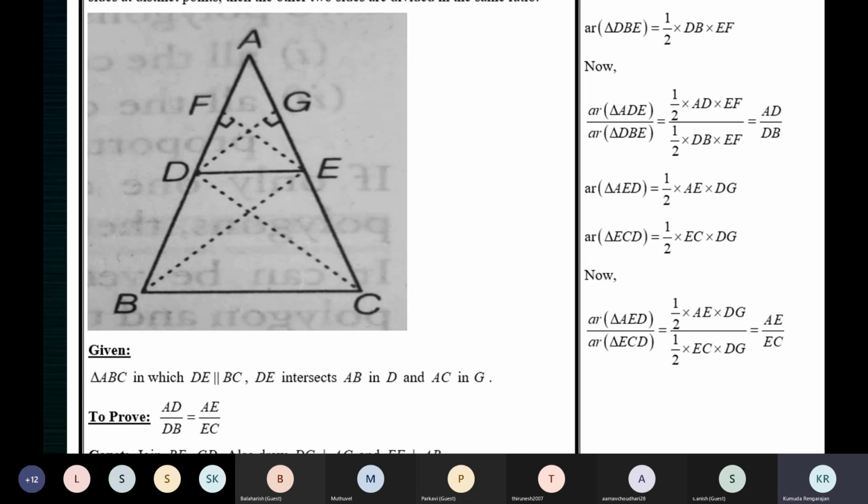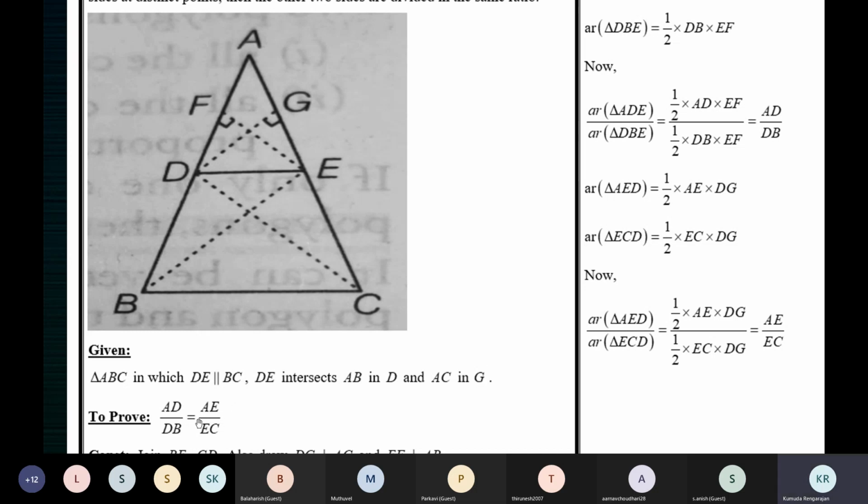All right, children. So let's see the proof. We are given a triangle ABC in which DE is parallel to BC. This is given to you. And you can see DE intersects the other two sides. DE is parallel to BC, so this side is gone. The other two sides are AB and AC. DE intersects AB at D and AC at E. Sorry, by mistake, typing error, this is E, children. DE intersects AB in D and AC in E.